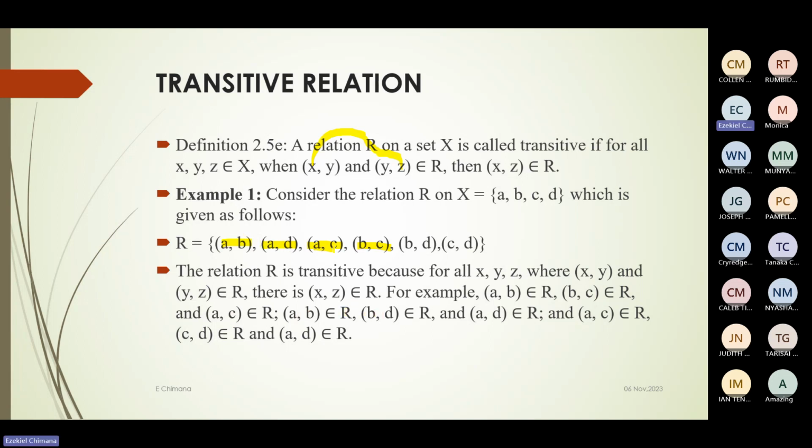Okay, we've got AC and we've got this CD. So we must also have AD, yes, which is correct. We've got AB and BD, so we must also have AD, yes, correct again. So which means this one is a transitive relation.